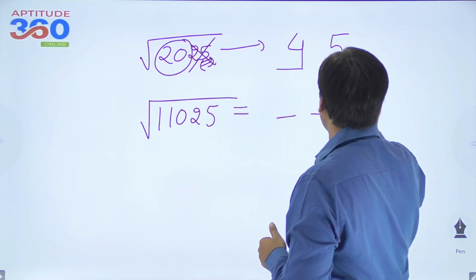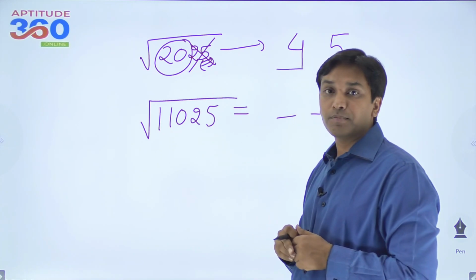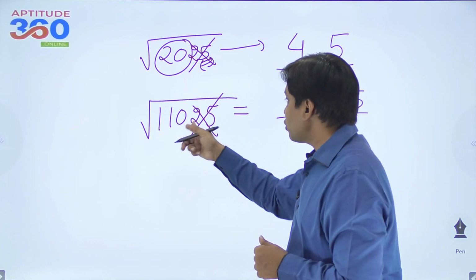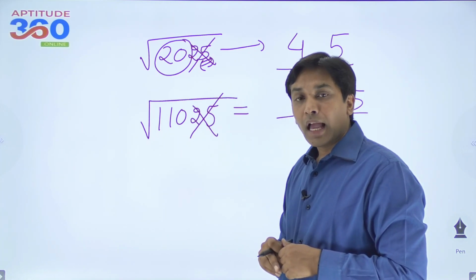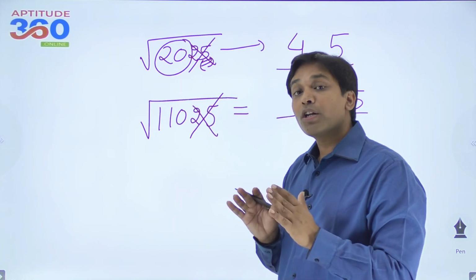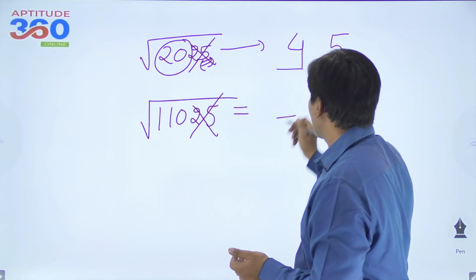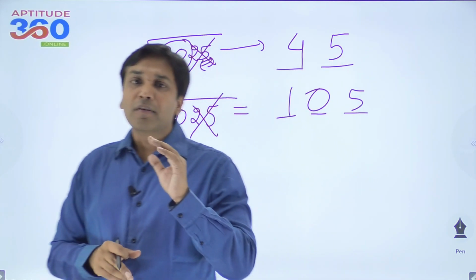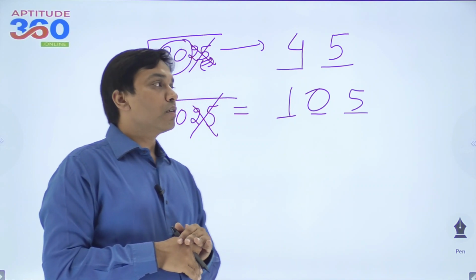So this is going to be 5, because over here you have got 5. Now discard the last 2 digits, and what are you left with? You are left with 110. And what is the perfect square number which is just less than 110? It is 100. What is the square root of 100? It is 10. Write it down, your job is done. So with 5 there is no confusion.